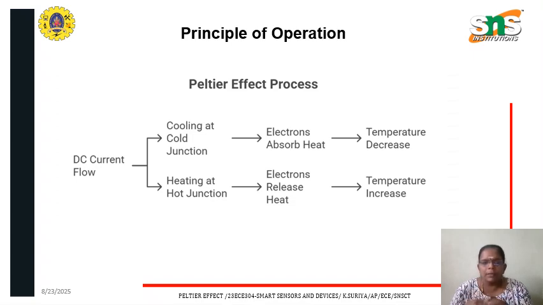Next, at the other junction, say the hot junction, electrons flowing from the n-type semiconductor to the p-type semiconductor release heat as they transition to a lower energy state. This release of heat causes the temperature at the junction to increase, resulting in a heating effect. So the amount of heat absorbed or released at the junction is proportional to the current flowing through the circuit and is described by the Peltier coefficient, which is a material property that depends on the temperature.